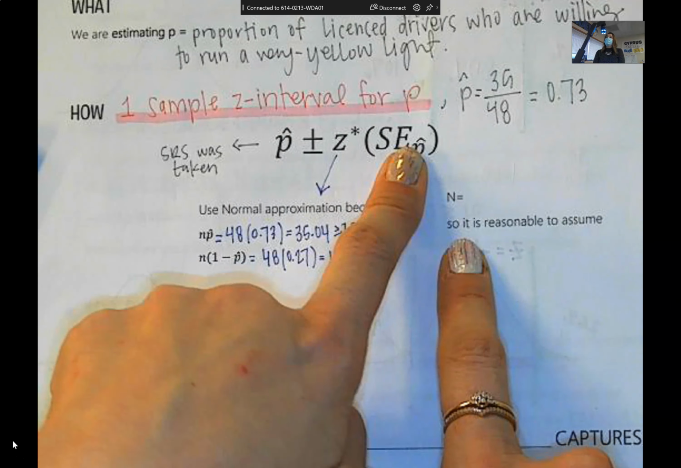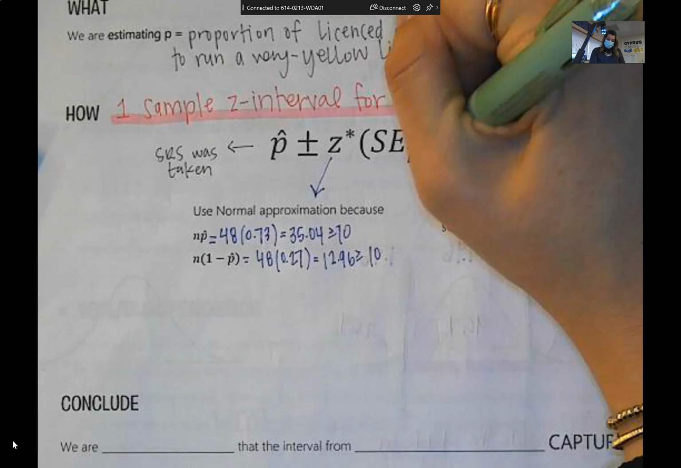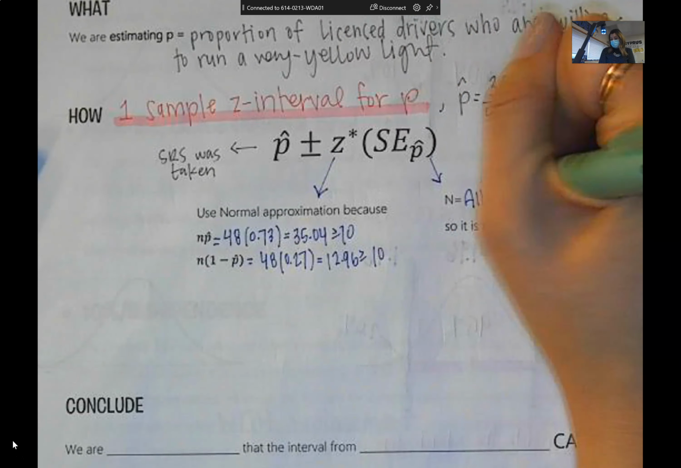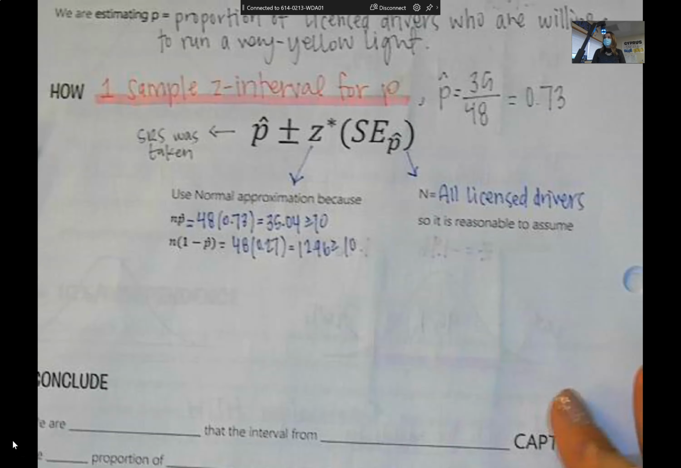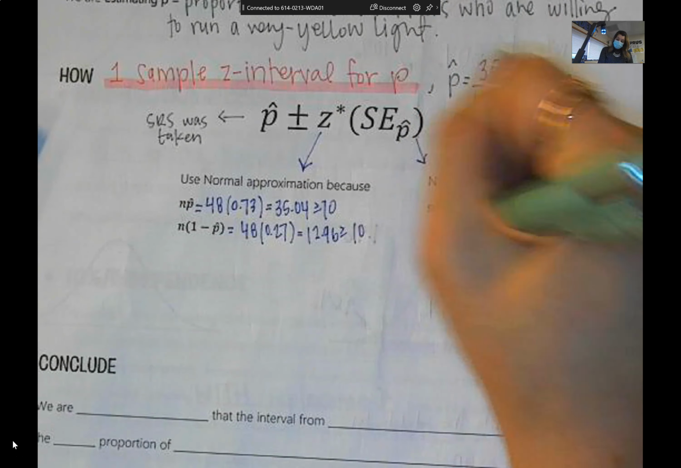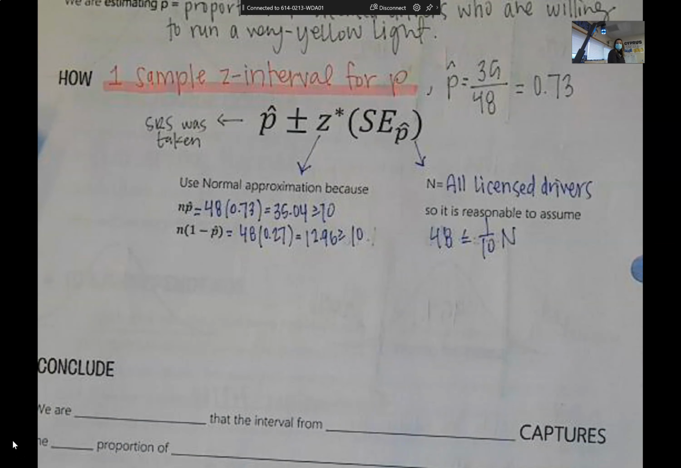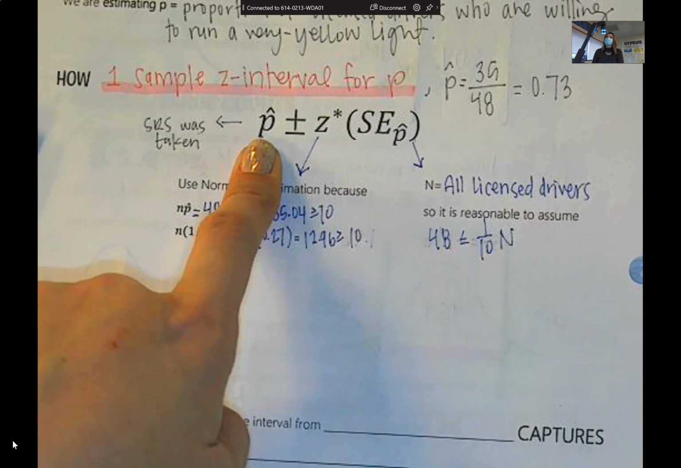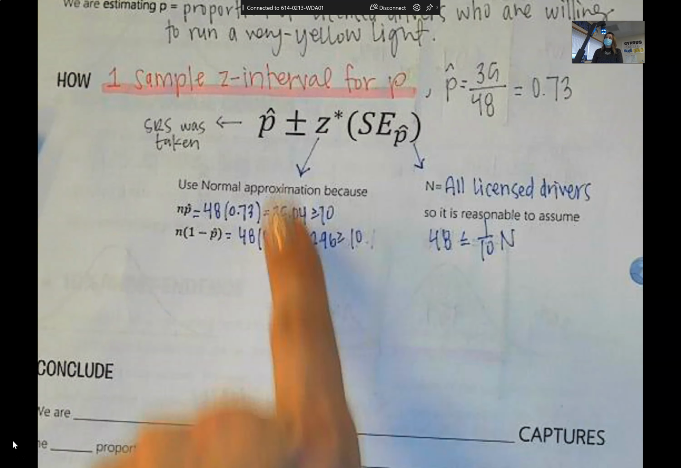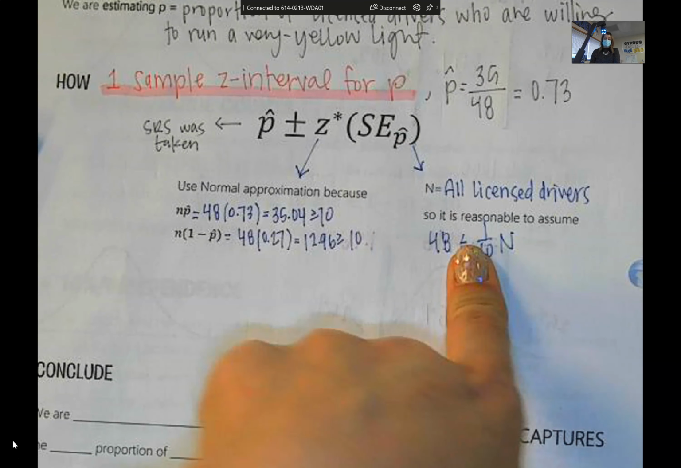And then lastly, can we calculate standard error? So N is all licensed drivers. So it is definitely reasonable to assume that 48 is less than or equal to 1/10 of that population. So this guy says, yes, we can generalize about everybody, all the licensed drivers. Yes, I can use a Z-score because large counts is met. And yes, I can calculate standard error because the 10% condition.